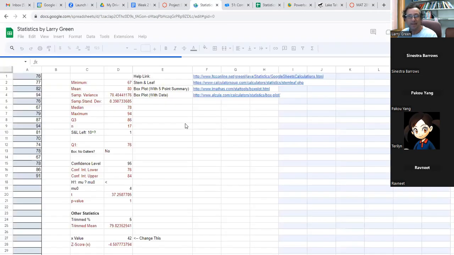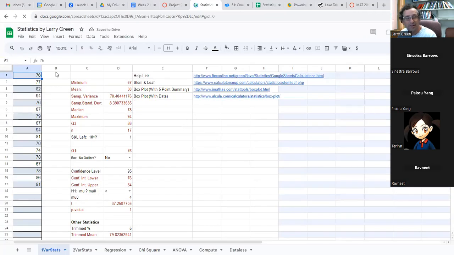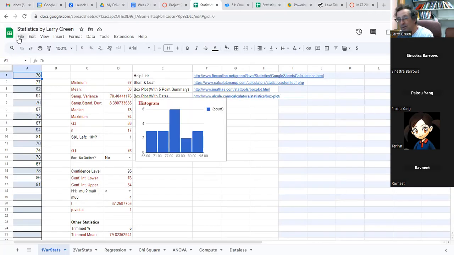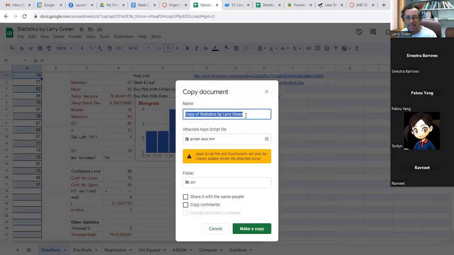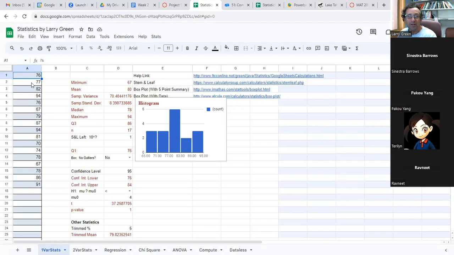Then you wait a little bit. This will send you to Statistics by Larry Green. The very first time you do it, you have to click File, make a copy, and give it a name. Don't worry about this warning. I don't give you any kind of bug, there's no problem with this. And you hit make a copy. That's what you have to do so that you can put in data. Otherwise you cannot put in data.